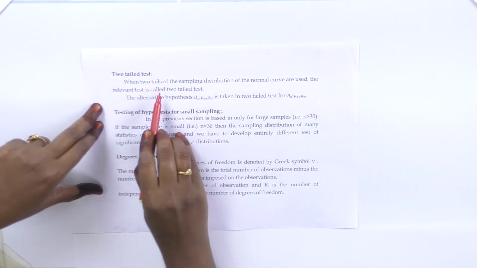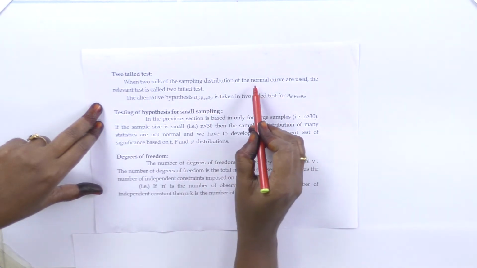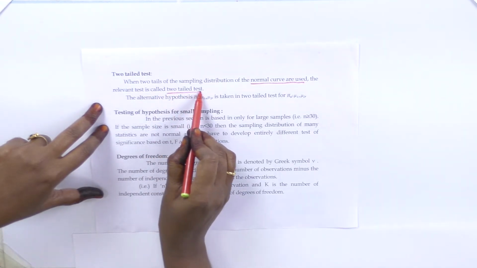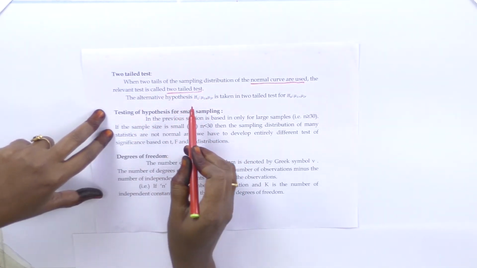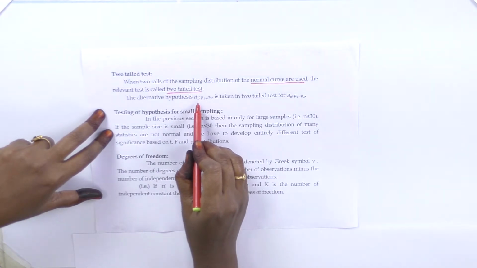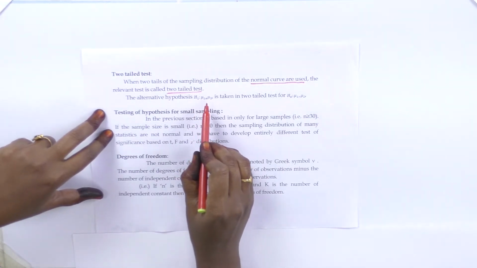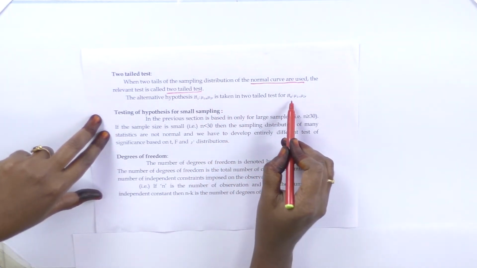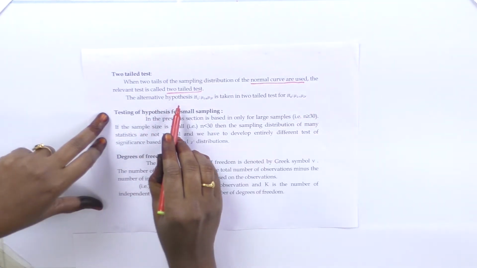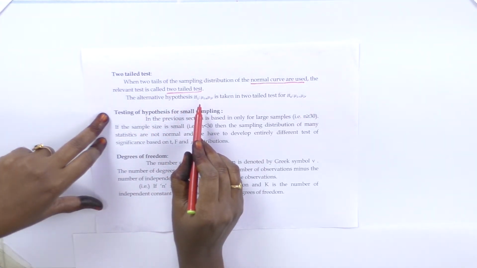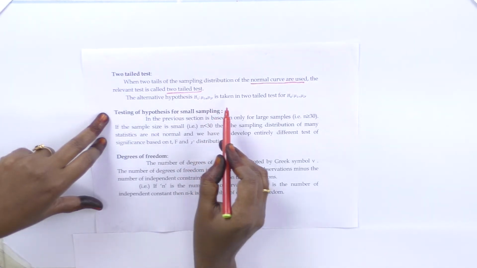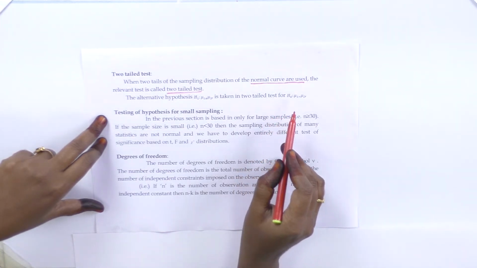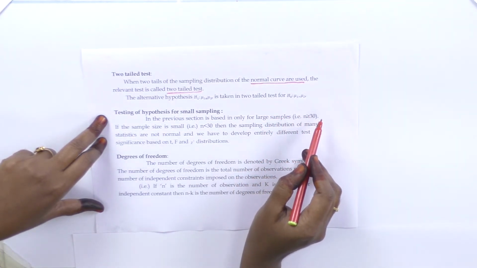Two-tail test: when two tails of the sampling distribution of the normal curve are used, the relevant test is called the two-tail test. The alternative hypothesis we formulated as H1 is mu1 is not equal to mu2, and we formulated the null hypothesis H0 as mu1 is equal to mu2 in the two-tail test.